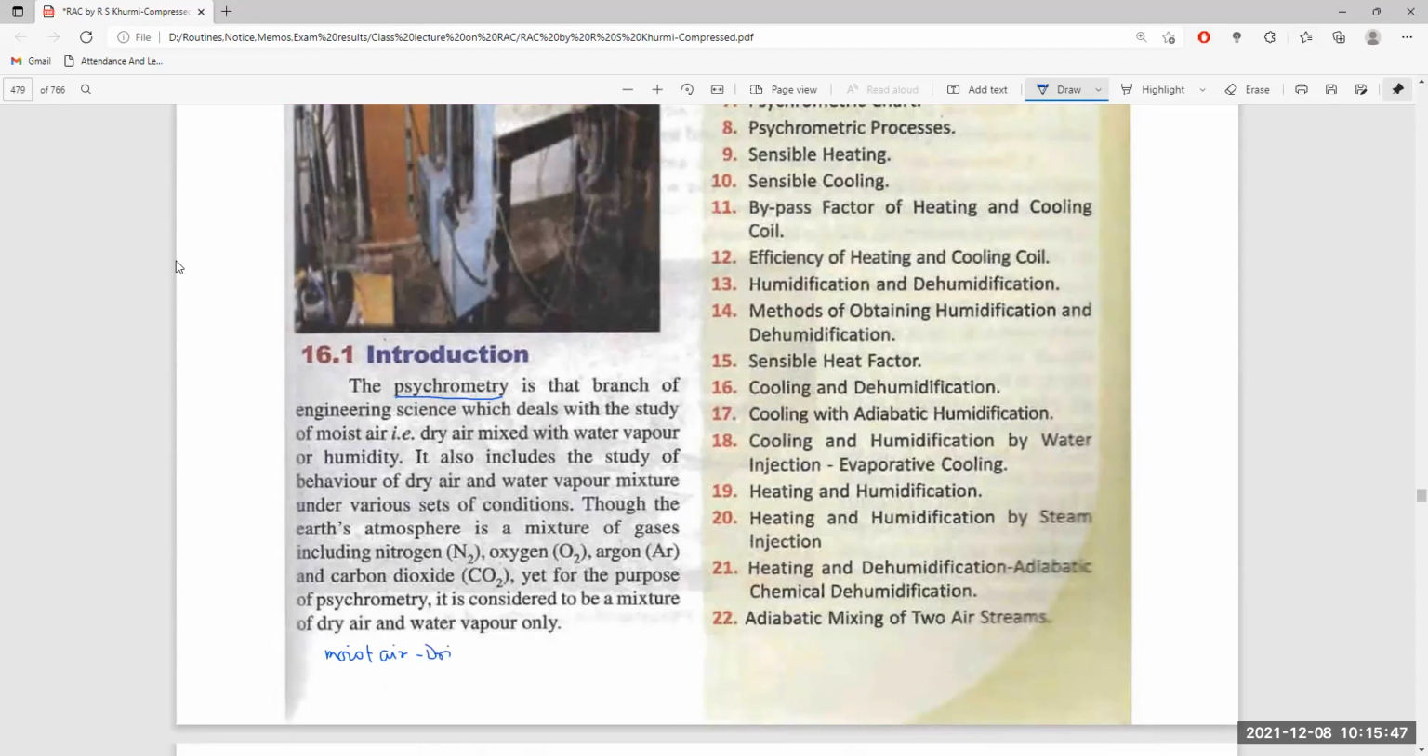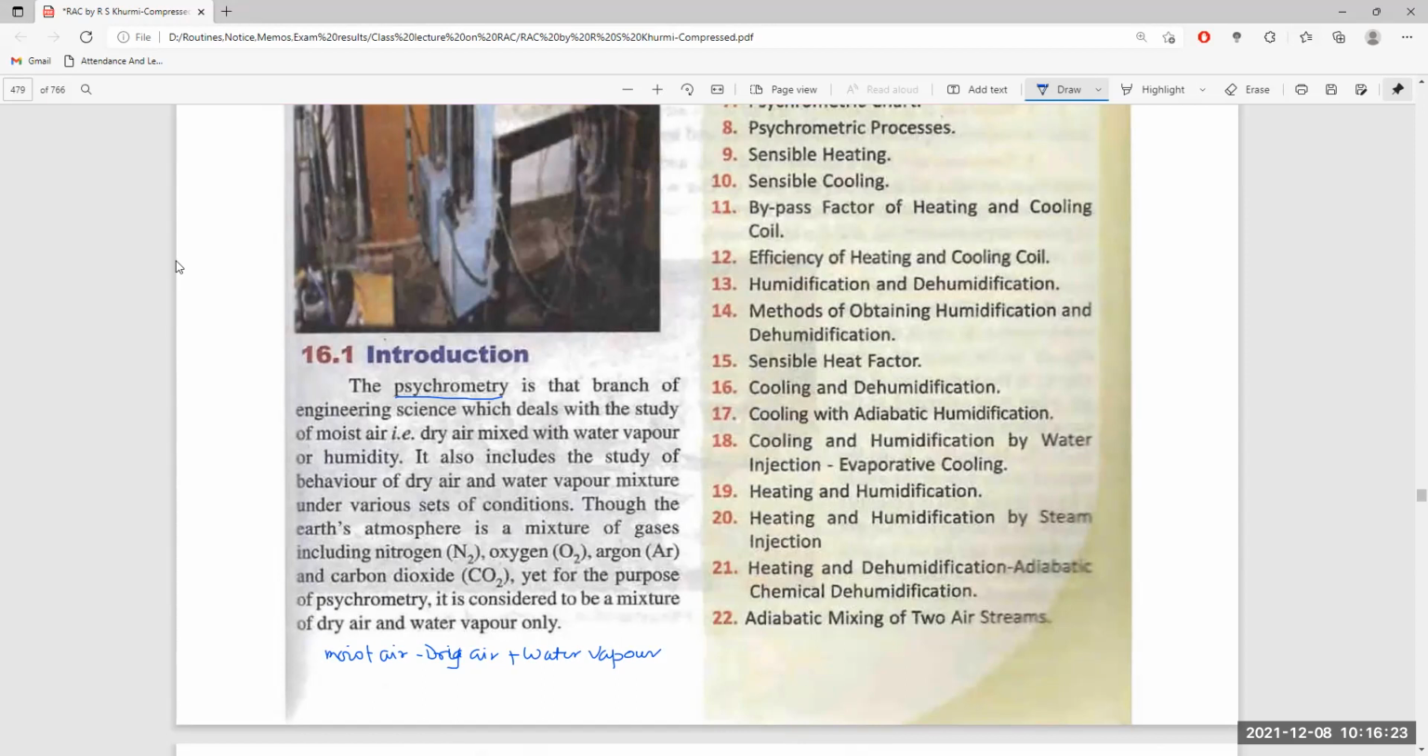Dry air plus water vapor. It also includes the study of behavior of the dry air and water vapor mixture under various sets of conditions. How does this mixture of dry air and water vapor behave? But first, you have to know the study of moist air, which is dry air plus moisture, and how this moist air behaves under various conditions.